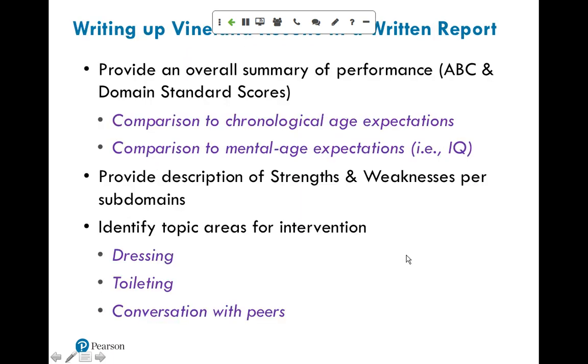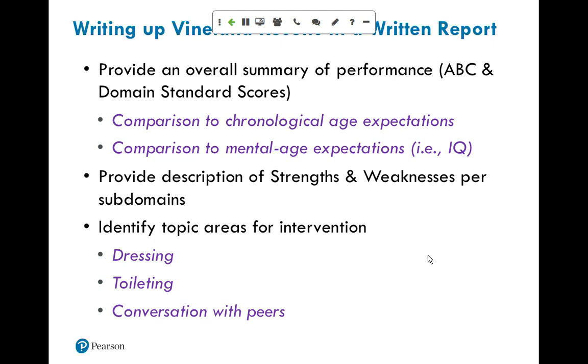Then when you're writing up adaptive results, so for example, if you have a Vineland write-up, you want to provide the overall summary. So here are their standard scores. Here's the adaptive behavior composite. Make a qualifying statement of whether or not that global score is representative or not based on variability. And then you want to compare those scores to both chronological and mental age, so to their IQ.